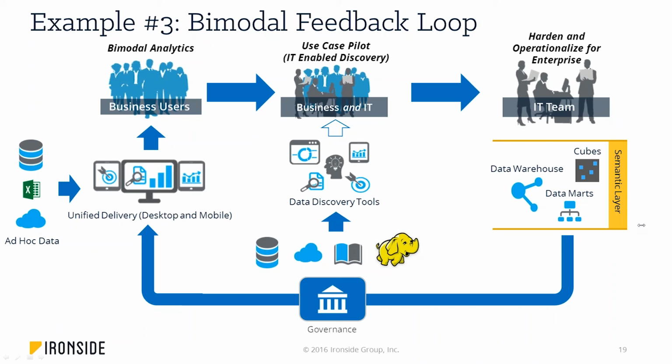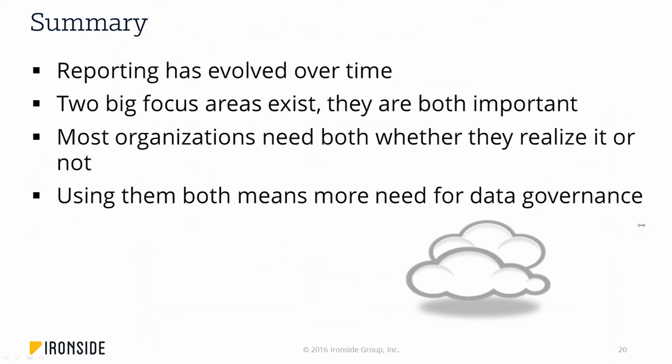Okay. So, in summary, reporting has evolved over time, right? Everything used to be kind of the enterprise approach, mode 1, but the reality is that there are two big focus areas that exist, and they're both important, right? It's important to have both the standard trusted set of BI reports that are the hallmark of enterprise BI, mode 1, but it's also important to be able to innovate, right?